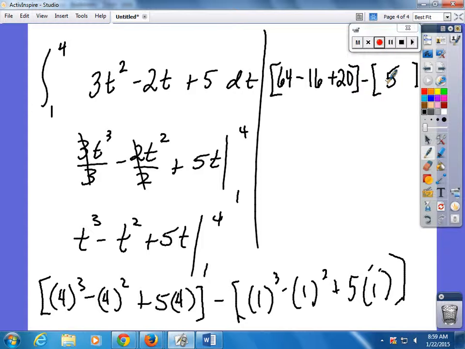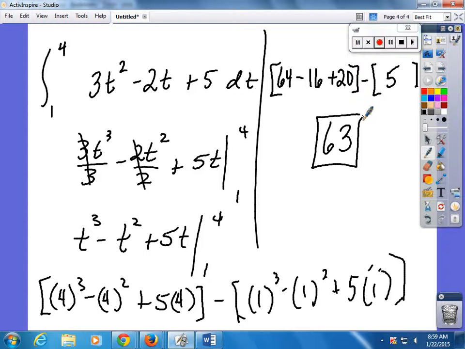64 minus 16 is what? 48 plus 20? 68 minus 5 is 63. And that should be what everybody got.